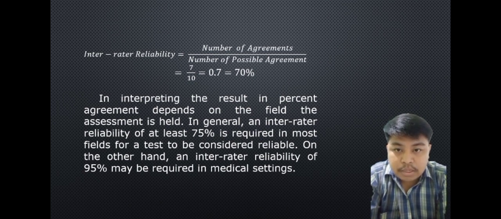So going back to our example in the percent agreement, the result is 70%, which indicates that it has a low reliability, which also means that the raters' ratings are inconsistent.